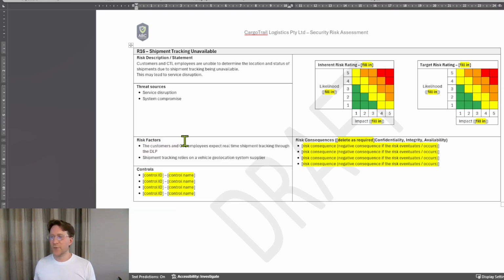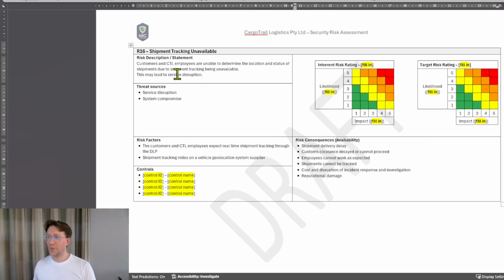For the risk factors, we know that customers and CTL employees expect real-time shipment tracking through the DLP, and that relies on this supplier providing this tracking information. We know this is an availability issue because we're talking about service disruption. With shipment tracking unavailable, we may end up with a delivery delay.